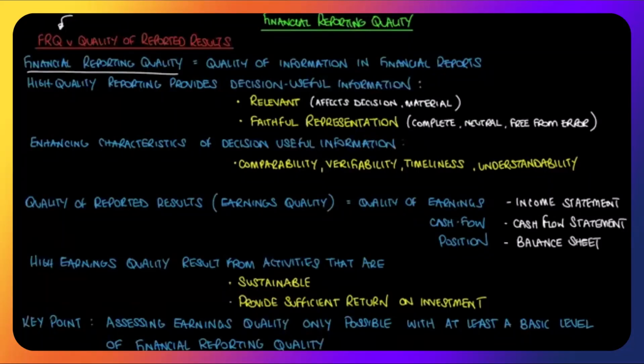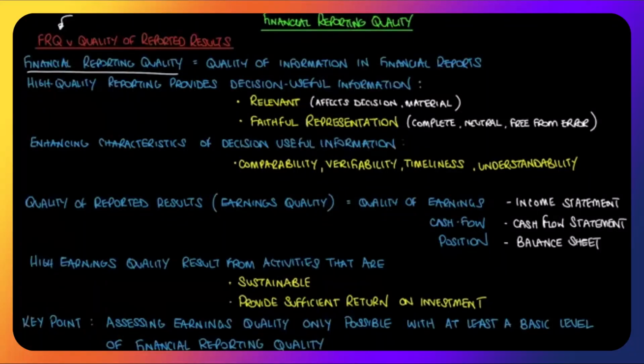Relevant means affects decisions. So you, as a reasonable investor, would want to know that information before you made an investment decision. And it's material. Material means it would affect your opinion, either in its nature or by its size. So decision useful information is relevant and it's also faithfully represented.